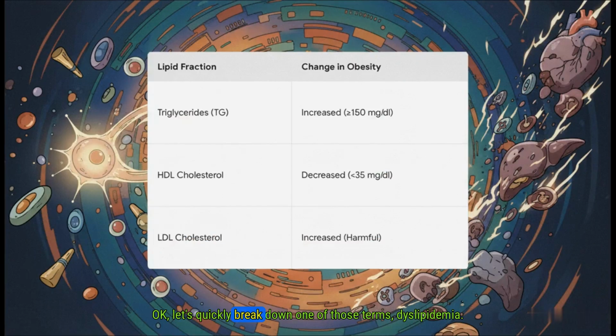Okay, let's quickly break down one of those terms, dyslipidemia. It sounds super complex, right? But this table makes it really simple. Basically, in obesity, what we typically see is a rise in triglycerides and LDL, that's the bad cholesterol, and a drop in HDL, the good cholesterol. It's just a really unhealthy shift in your entire blood lipid profile.